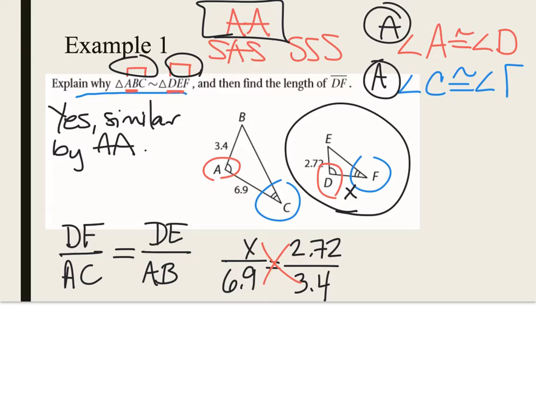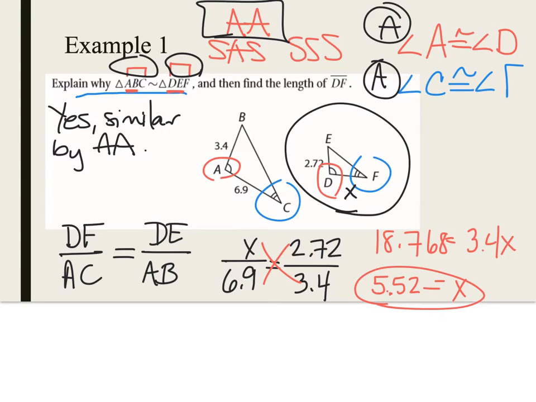Use your calculator. Make sure I don't screw up and make mistakes. What I have is 18.768 equals 3.4x. Divide both sides by 3.4. I came out with 5.52 for the value of x. So the length of DF is what was missing. That's what we called x. So DF is 5.52 units. The math is super easy. You should love that part.